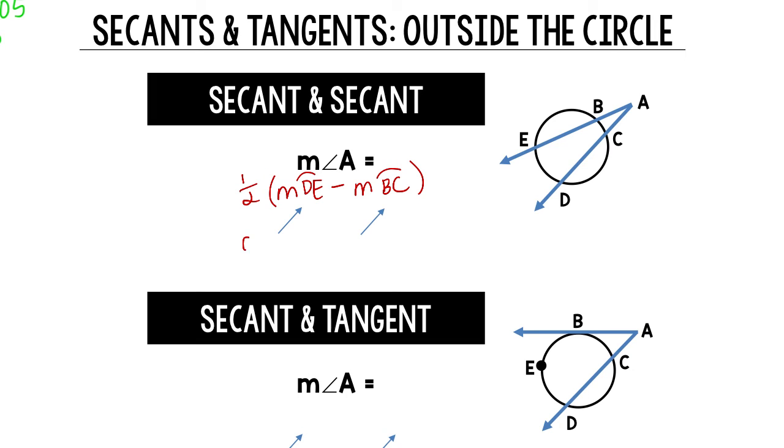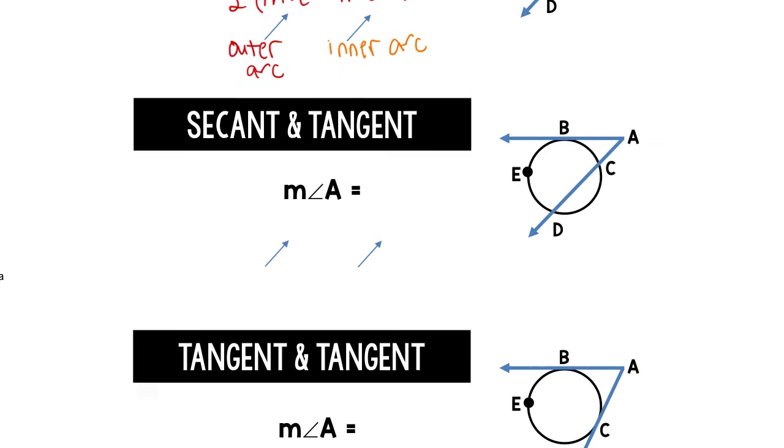Arc DE is the outer arc, is what we're going to call it, on the outside of the circle, furthest away from the vertex. And measure of arc BC is the inner arc. So BC is the inner arc closest to the vertex. Shortest arc closest to the vertex. All of these are going to be outer minus inner, no matter what we're looking at.